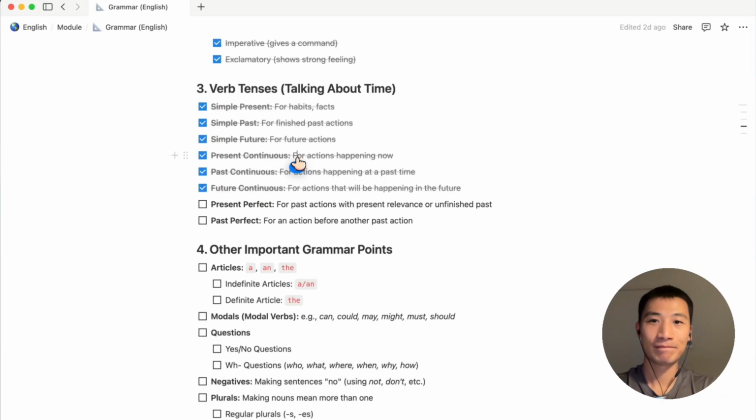Present continuous is for actions happening right now. For example, I am studying English grammar. What are you doing right now? I'm talking with you. So this sentence is also present continuous. I am talking with you is correct. It uses the present continuous tense. Do you want to try another example?